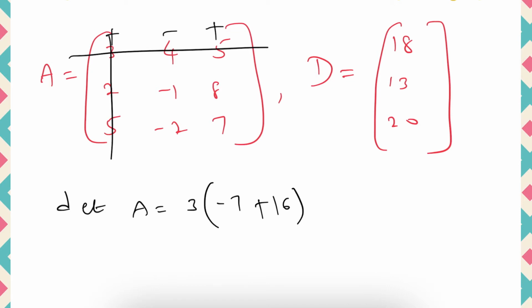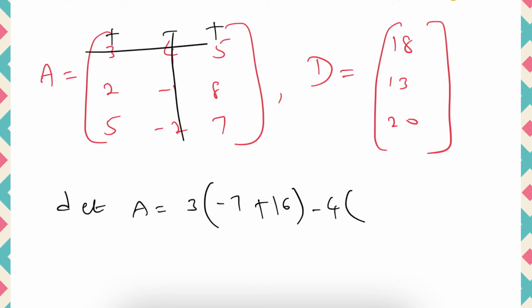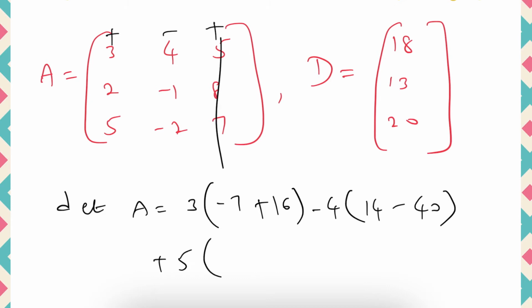Then the second element, minus 4 into, removing column and row, 2 7s are 14 minus 5 8s are 40. Then coming to the third element, it is plus 5 into, if we delete the row and column, 2 into minus 2 minus 4 minus 5 into minus 1 minus 5, already minus is there, so it will become plus 5.